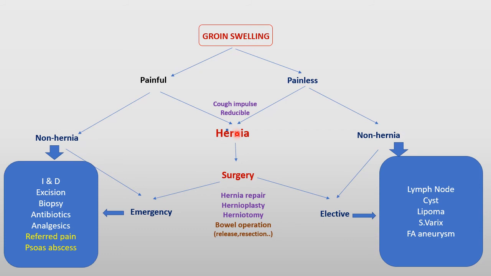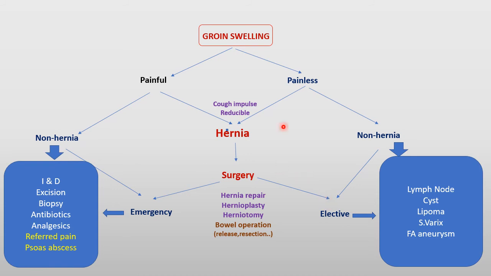So hernia most of the time needs surgery. After careful examination, you have to do surgery. It's the only definitive treatment. It can be either emergency or elective surgery. Emergencies, when there are complications like irreducibility, incarceration, strangulation, then you have to do an immediate emergency operation. Whereas the elective operation is for patients who have no complications of the hernia.